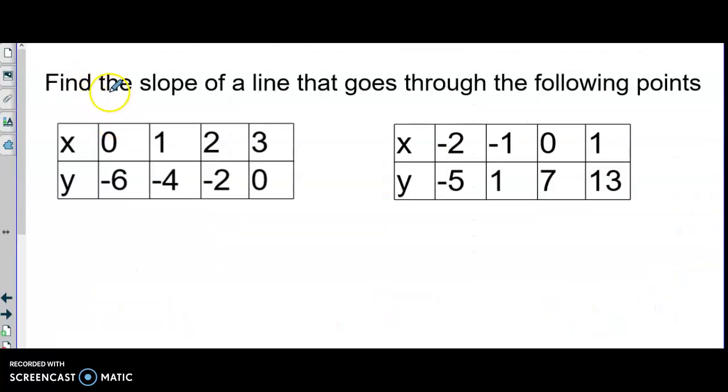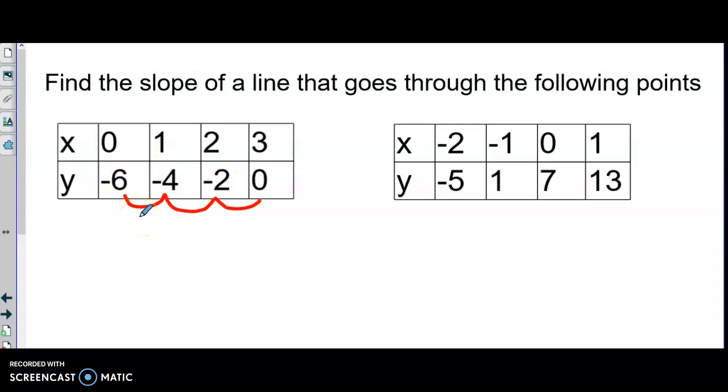Now we're going to find slope from a t-table. So it says find the slope of a line that goes through the following points. Now again, slope is the change in y over the change in x. So what we're going to do for this is we're going to ask ourselves, how is y changing? How are we going from -6 to -4 to -2 to 0?